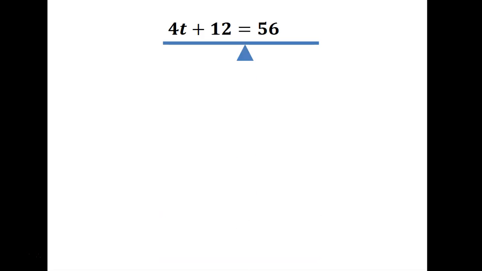The first thing that I always do is put my equation on a seesaw. Some people call it a balance beam or a scale, whatever makes you feel happy. The idea is this little triangle, this little pivot point is sitting right here on the equal sign. Right now my equation is balanced. I need to make sure I keep it balanced.